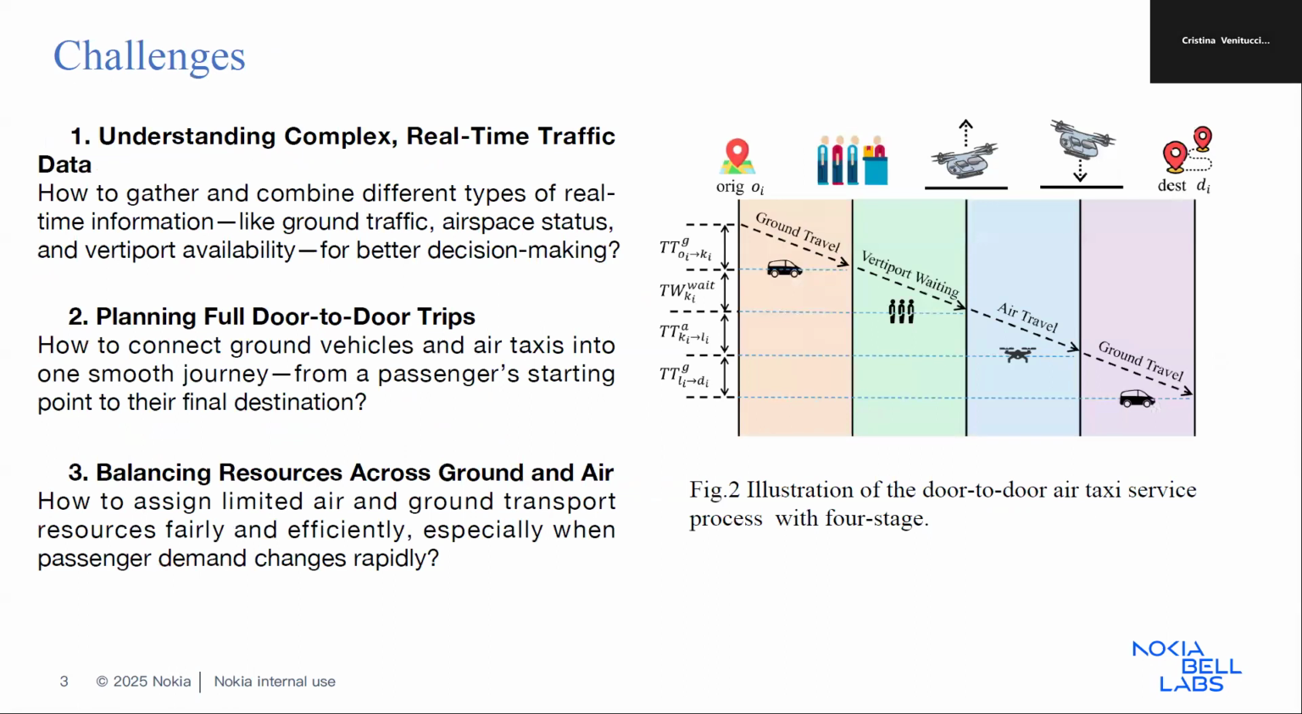There are three challenges. The first is how to gather and combine different types of real-time information, including the ground transportation information, the airspace, and the passenger requirements. The second is how to model the whole process for the passengers from their origin to their destination. There are different phases, including the ground travel, the vertical waiting, and so on. And the third is how to balance resources across ground and air.